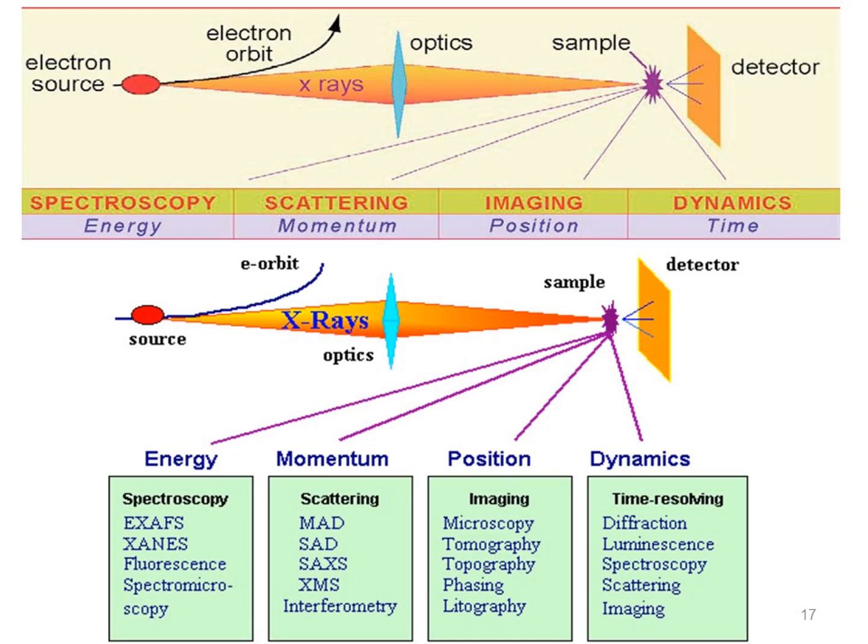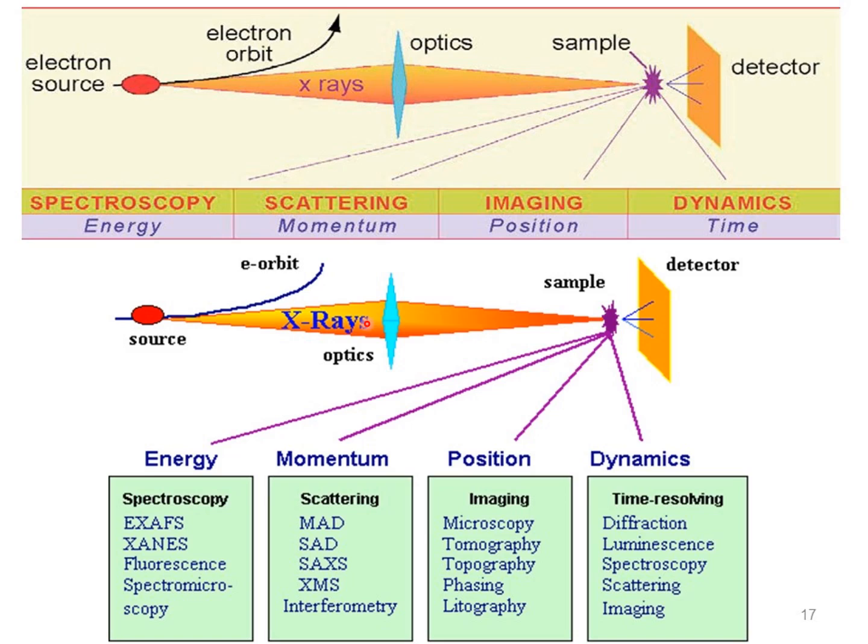Like here is the electron source, electron orbit gives X-rays, and it passes through different optics. Here is the sample, and here is the detector, which gives a diffractogram. Here, when X-rays diffract from the sample or interact with the sample, the result in spectroscopy means energy, scattering means momentum, imaging means position, and dynamics means time.